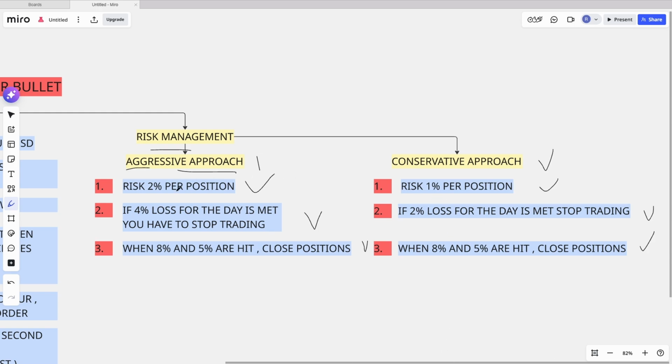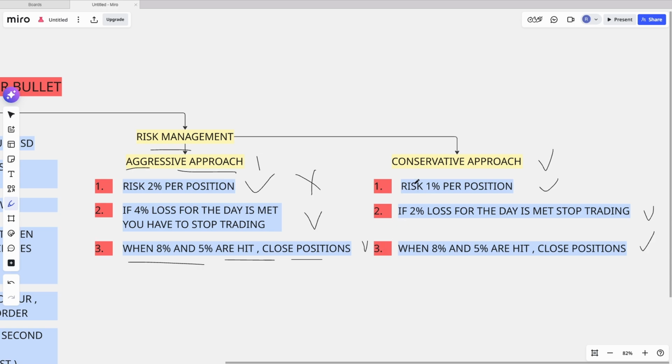With this type of risk management, we're going to risk 2% per position, and I don't want you risking more than 4% in a single day. That means if you take 2 losses in a row, you're done for the day. I also want you to close your positions once you make 5 to 8% of your risked amount.